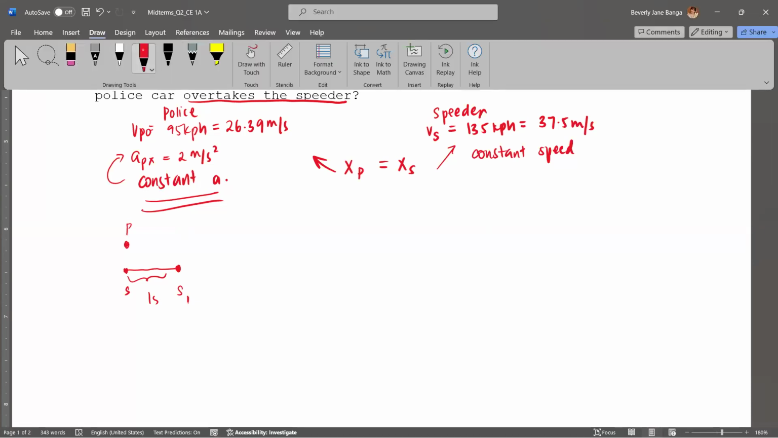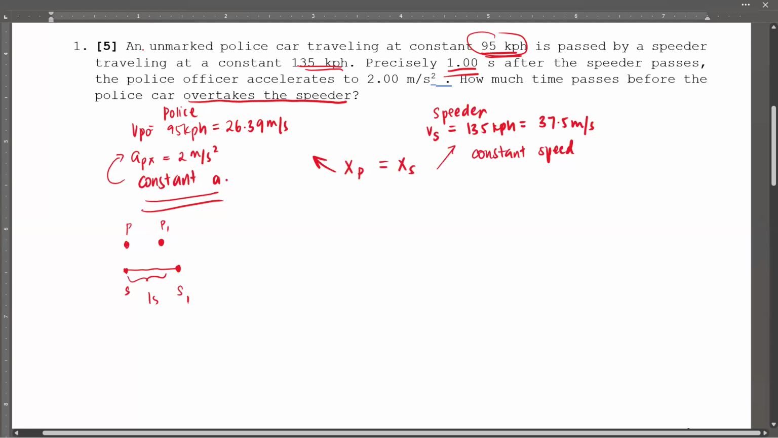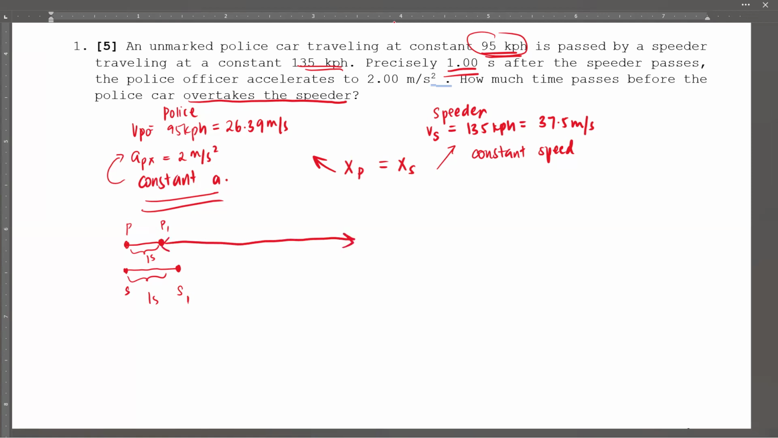Okay? So, at that same 1 second, P1. At that 1 second, may na-travel din si police natin, which is not of the same distance as the speeder, kasi nga, si speeder, 135. Si police, 95 lang. So, mas konti yung nabiyahe ni police. Pero after that 1 second, nag-accelerate na siya. So, si police is undergoing acceleration na, and si speeder ay constant speed pa rin hanggang magtama sila dito.